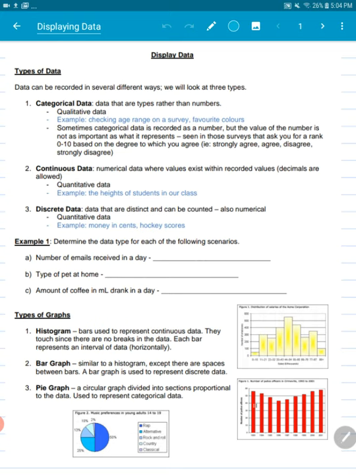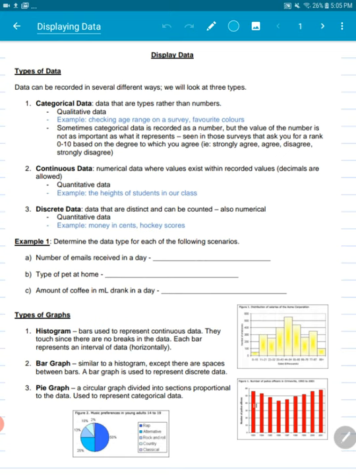So categorical data has to do with data that's like a type of something rather than numbers. It's usually qualitative data. So an example of that is checking an age range on a survey, which I guess age range is a number, but if it's a range of values, then it's different. Collecting a survey about favorite colors, favorite TV shows, anything that's of some kind of a category.